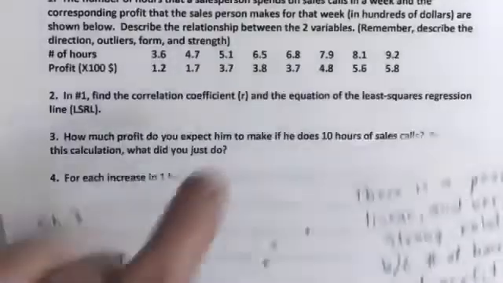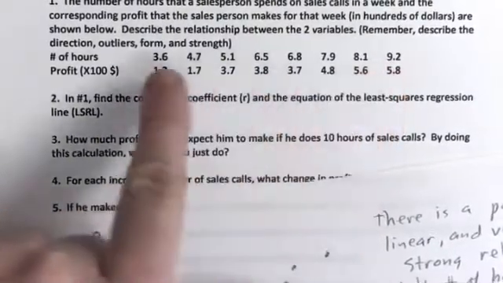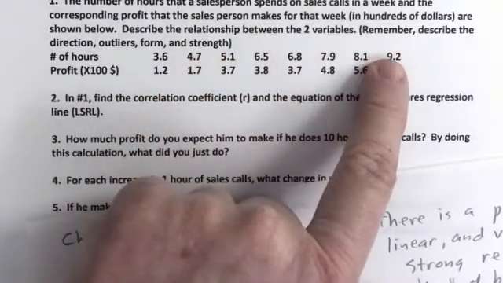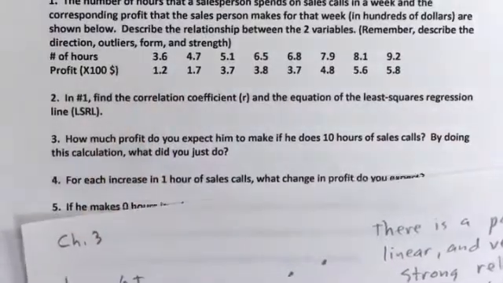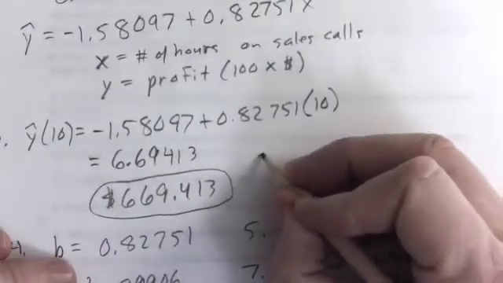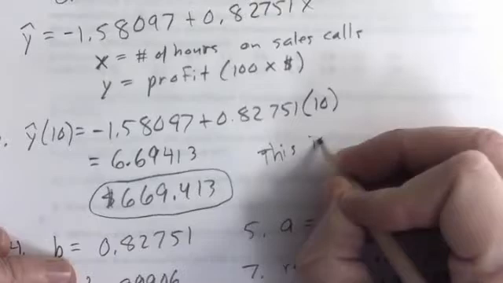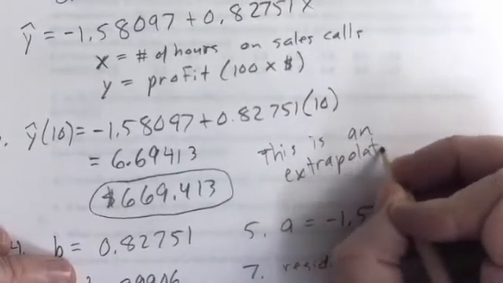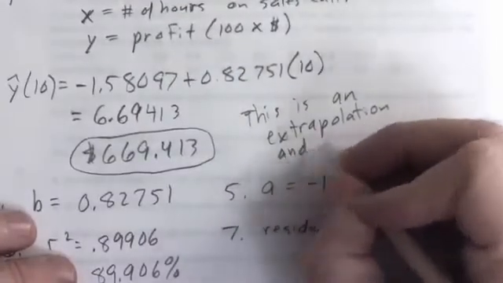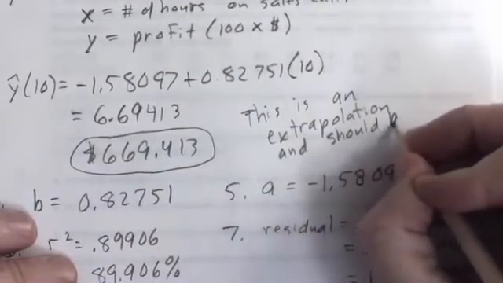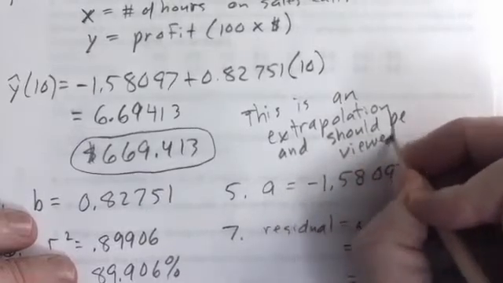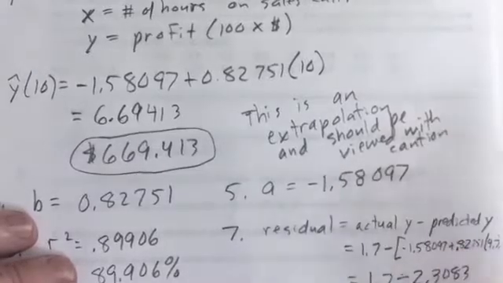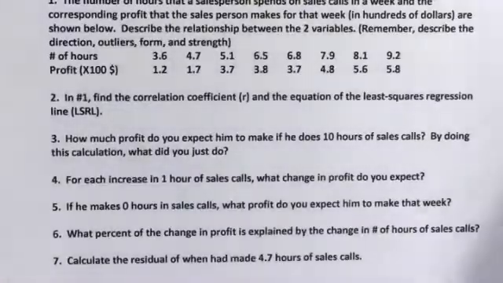This is an extrapolation because I plugged in a value for X that's outside of my domain of X's. Anything you plug in that's below 3.6 or above 9.2 is an extrapolation, and it should be viewed with caution, because there could be other factors that the model starts obeying once you get outside of these X values.